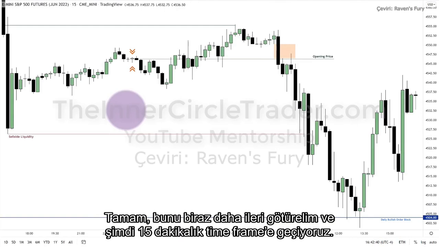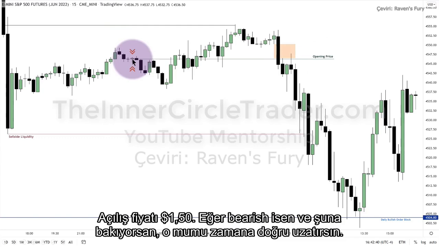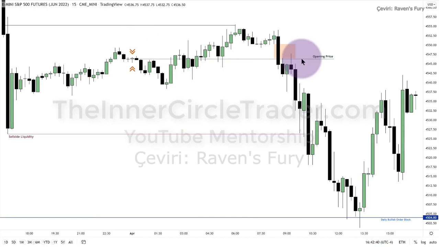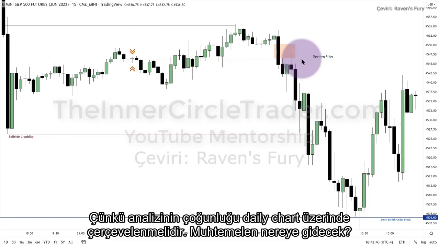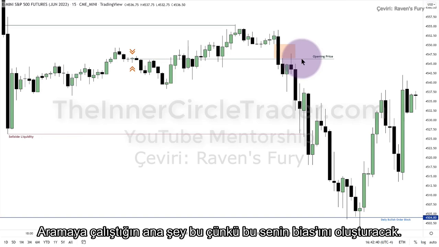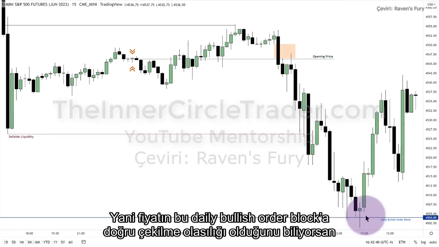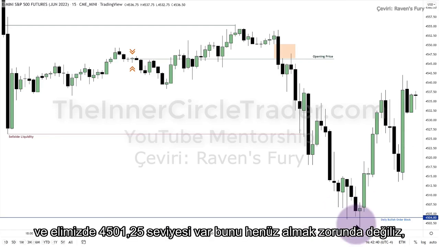All right, so taking this a little bit further, now we're into a 15-minute time frame. The opening price, again, is this candle here, which is midnight, New York time. The opening price, that candle, you extend that out in time. If you're bearish and you are looking at your daily chart, because the majority of your analysis should be framed on your daily chart, where's it likely to go? Where's the expansion likely to take price, higher or lower? That's the main thing you're trying to look for, because that's going to carve out your bias. So if you know that the likelihood of price wanting to draw down to this daily bullish order block, and we have that level of 45.01 and a quarter, which is that candle's low, we don't need to have that yet.